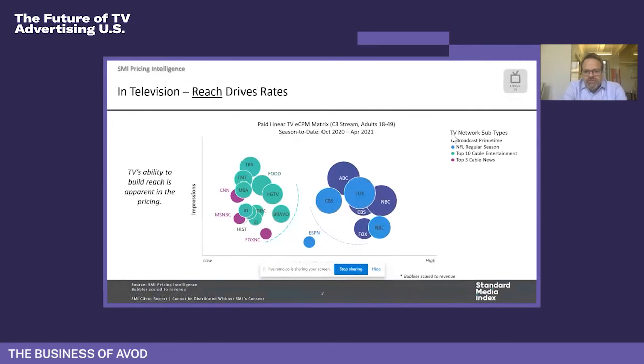So when you look at what's driving rates, this is also interesting, comparing linear to OTT. In this case, we've got the networks plotted on a matrix where you have CPM low to high on the x-axis, the number of impressions per campaign on the y-axis. And what we see is there are really two groups of networks. You've got the large mass reach broadcasters on the right, and then you have the thematic cable channels on the left. So the message here is that reach drives rates. Even when factored on a CPM basis, those networks are driving premiums because of that reach. And it also has a lot to do with the advertiser appetite. They gravitate to TV because it's by far the most dominant reach vehicle.